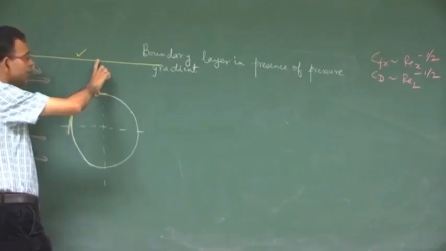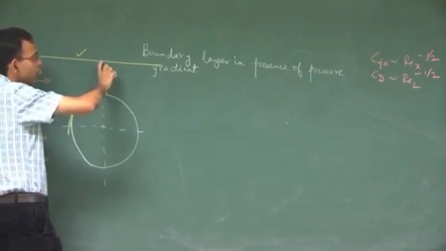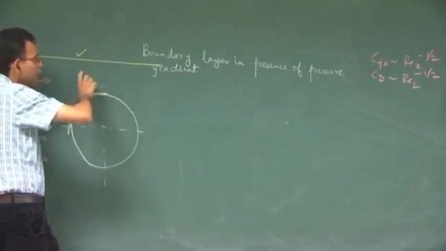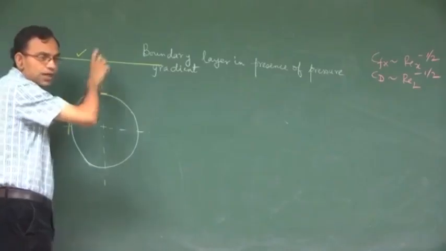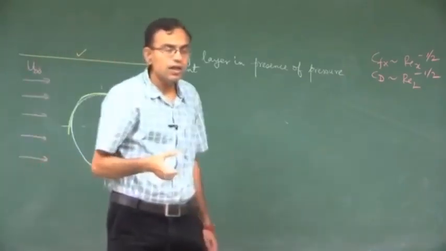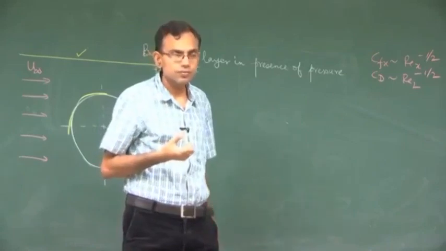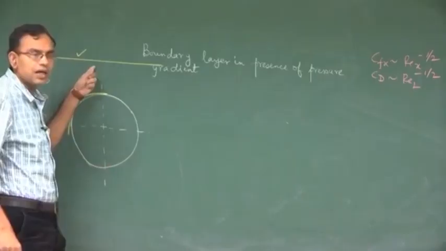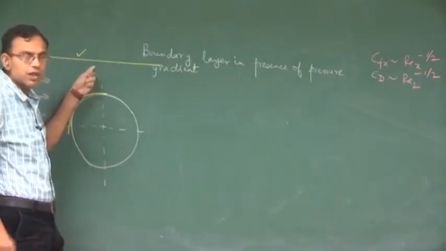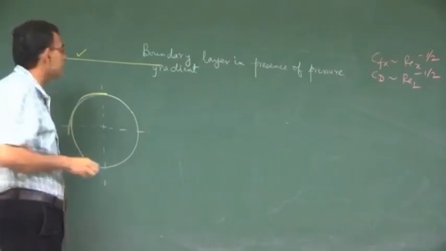Because it is a converging flow passage, the area of the flow is decreasing and the fluid velocity is accelerating. What is accelerating the flow? It is a driving pressure gradient that is accelerating the flow, because if you imagine the far stream, it is outside the boundary layer, so viscous effects are not important. So it is a driving pressure gradient that is actually accelerating the flow.